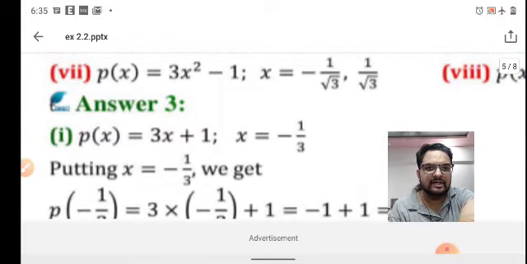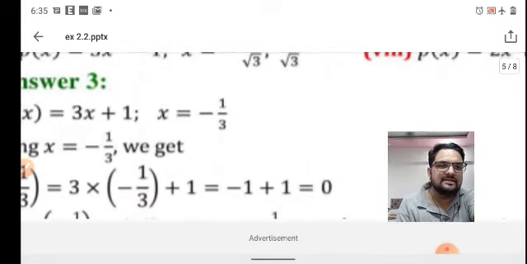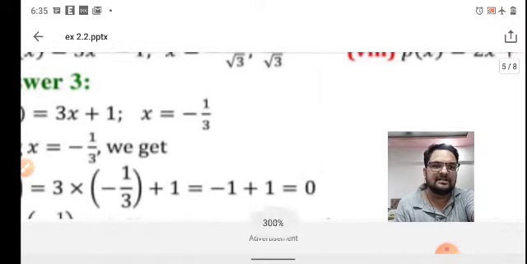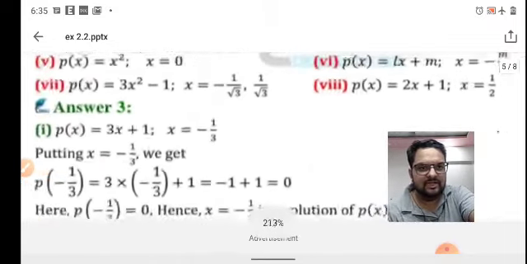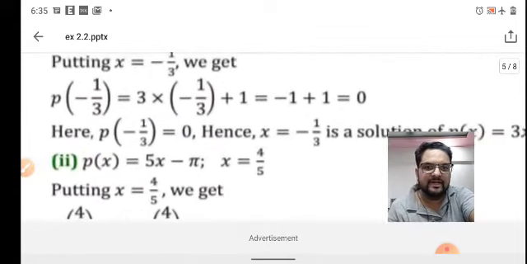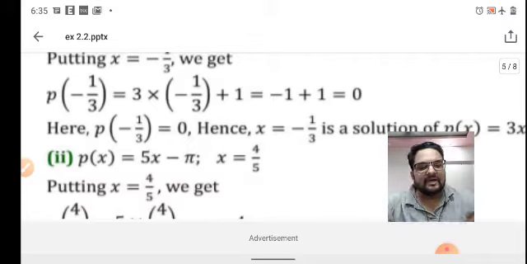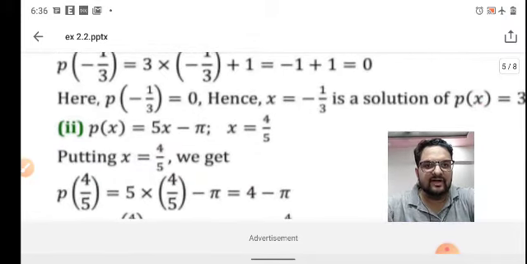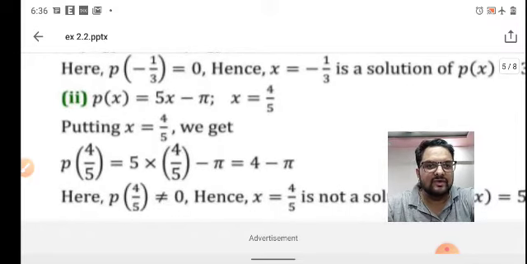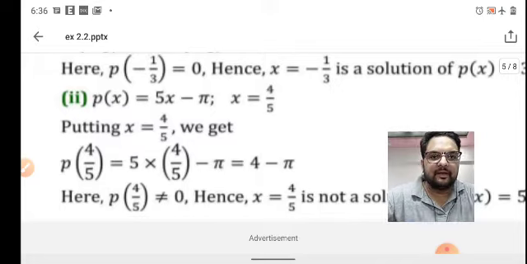So we will keep the value of x, minus 1 by 3, in 3x plus 1. On simplification, we get the answer 0. Similarly, we can go with the second one, p of x equals 5x minus pi, where x equals 4 by 5. So I'm putting the value of x, 4 by 5, in the given polynomial. On further simplification, we get 4 minus pi.